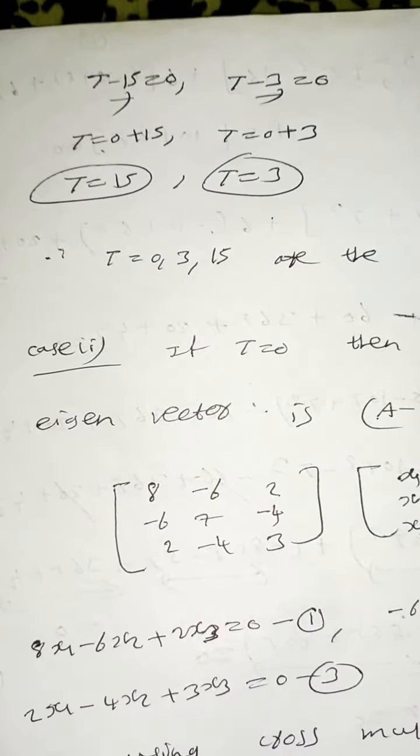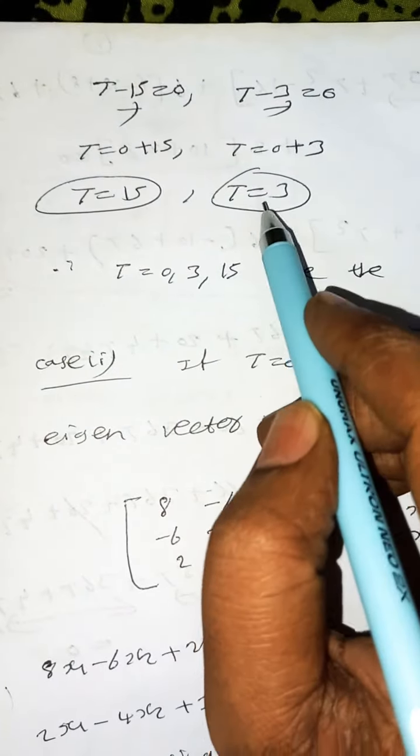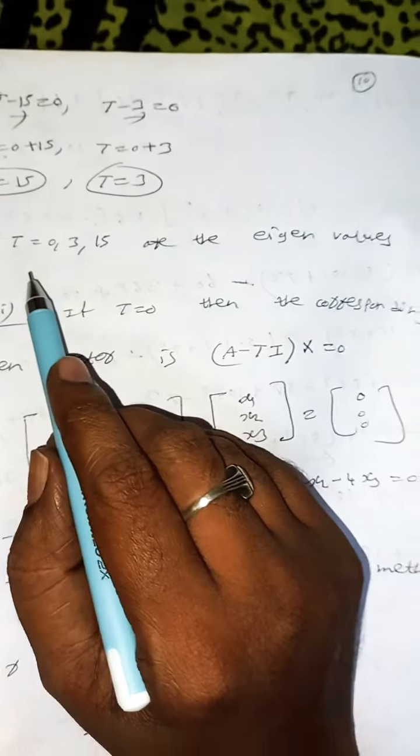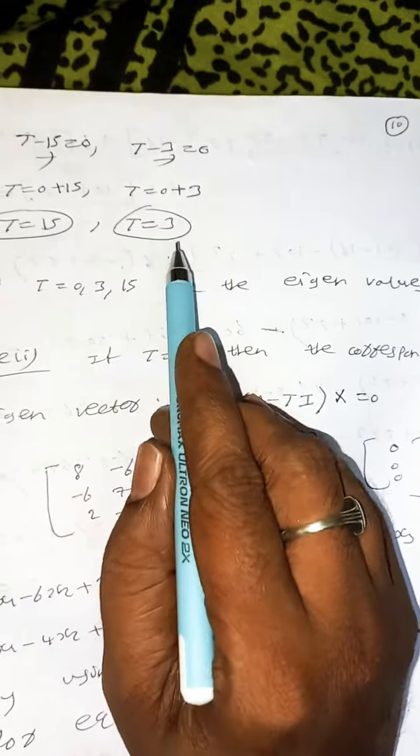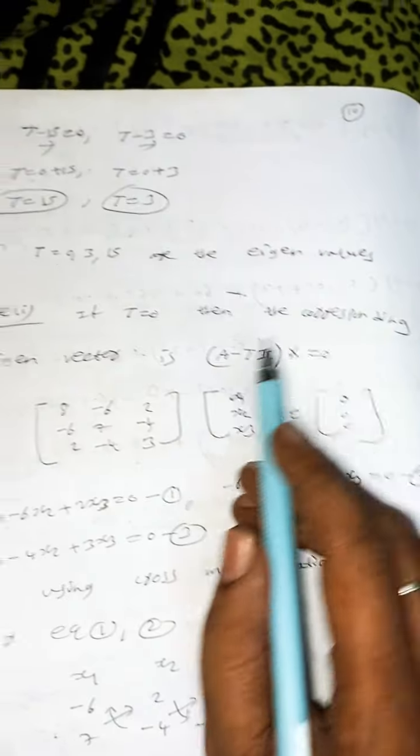So lambda minus 15 equals 0, and lambda minus 3 equals 0. Here minus will become plus, and here also minus will become plus. So 0 plus 15 is 15, 0 plus 3 is 3. So what are the eigenvalues you got? Lambda equals 0, lambda equals 3, lambda equals 15 are the eigenvalues.